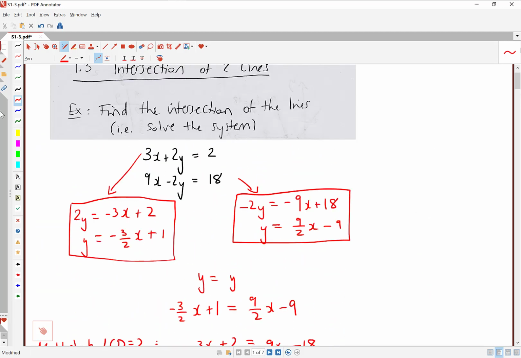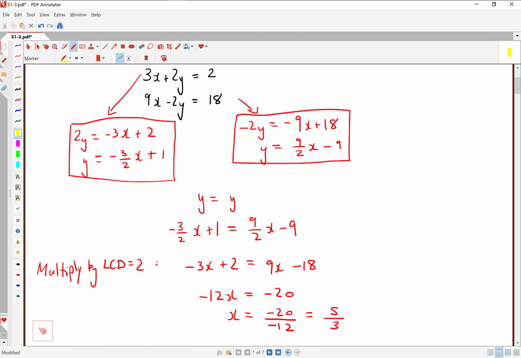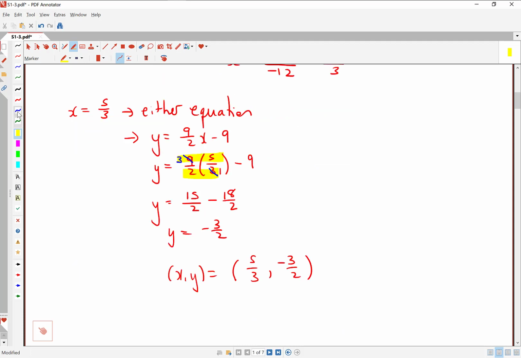So the question asked us to find the intersection of the lines, or alternative wording is to say, solve the system. From a geometric point of view, each of these equations in our system represents a line. We could make just a very rough sketch here. We've got one line that looks something like that and another line that looks something like that. And what we've done is we've found the point where the two lines intersect. So that's what you're doing when you're solving a system: you're finding the point of intersection of the lines.